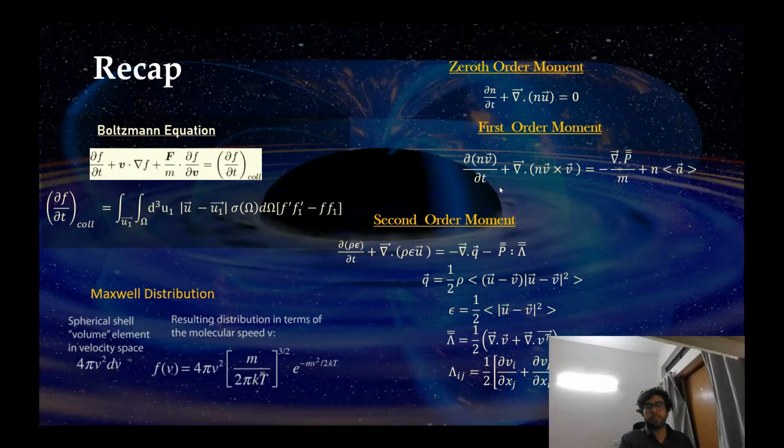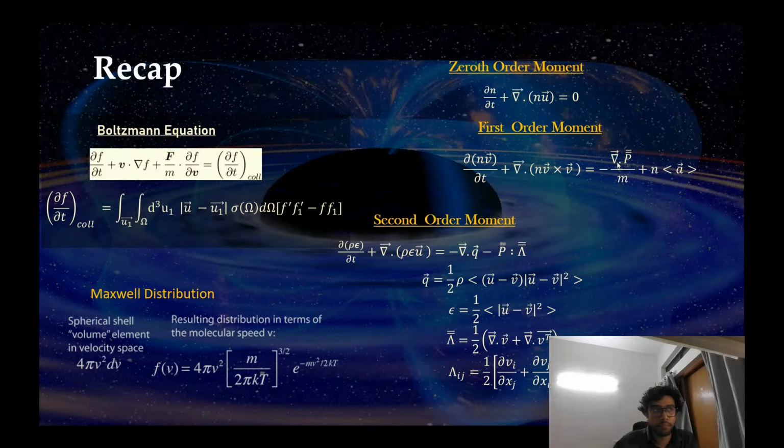Now you see this momentum equation: ∂(nv)/∂t plus ∇ · (nv ⊗ v) equals the divergence of this pressure tensor, divided by m, plus n a, which is the acceleration from any external forces, right? So this is simple Newton's law.